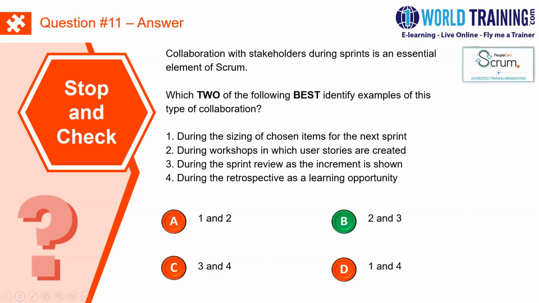Let's look at the right option, and option B is the right option. Why? Because it refers to 2 and 3, which are the elements of collaboration with the stakeholders during the sprint. It is during the workshops in which the user stories are created, where your development team will be asking questions to them, and there are elements of collaboration at that point in time. And also the third, which is during the sprint review, when you're trying to show the increments. In that, there are elements of collaboration involved, because during these times when you get feedback, you always try to look for the elements of collaboration. So the answer for this is option B, which is 2 and 3.